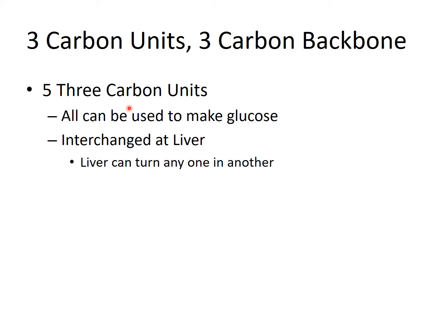Gluconeogenesis: we take 3 carbon units, take 2 of them, stick them together, and make a 6 carbon glucose. The liver, as we'll see here, is very metabolically active. It's involved in a number of the pathways. The liver handles a lot of things, changes a lot of things, converts a lot of things. The liver can pretty much turn each of these into any one of the other 4. And we'll show you the slight differences that are there. And you can probably see that this happens pretty easily.